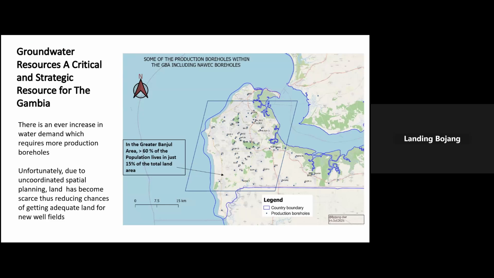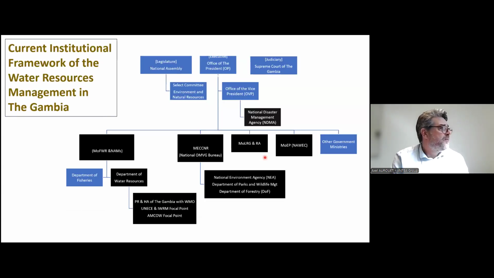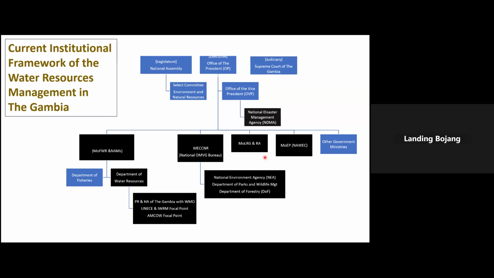As you can see, the dots, although it's not so clear, show the location of the boreholes where the water is pumped to supply the population. And so to manage this critical and strategic resource for Gambia, maybe you can tell us about the current institutional framework of the water resource management in Gambia.